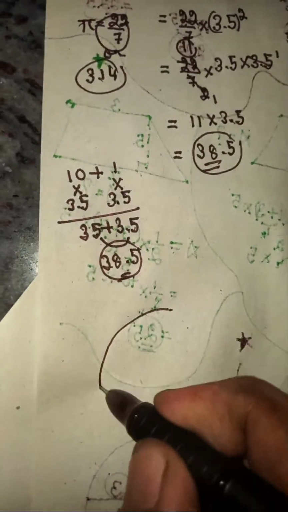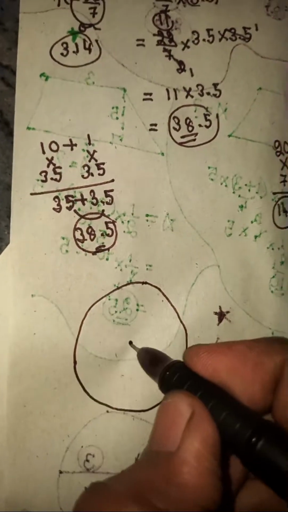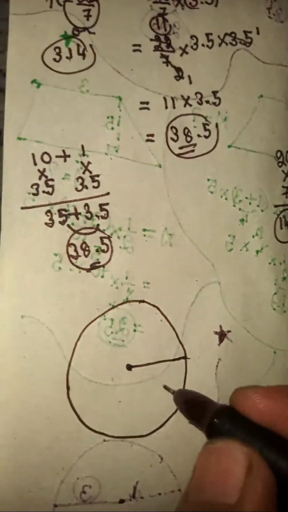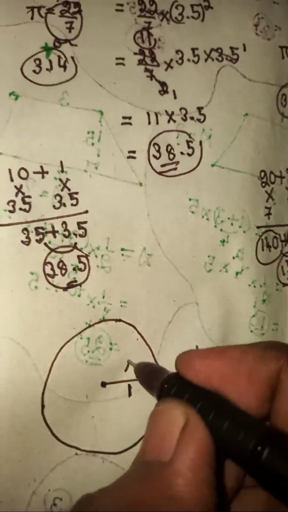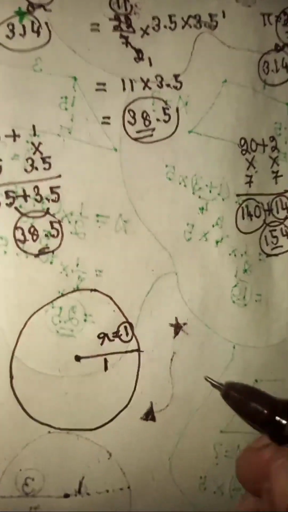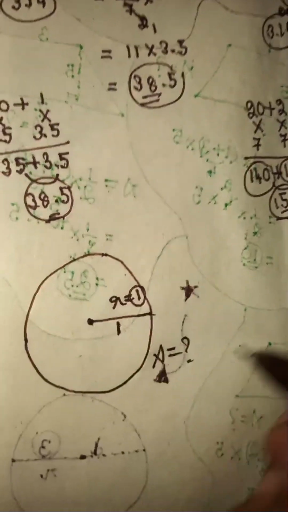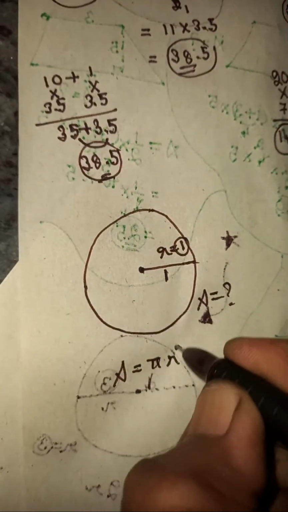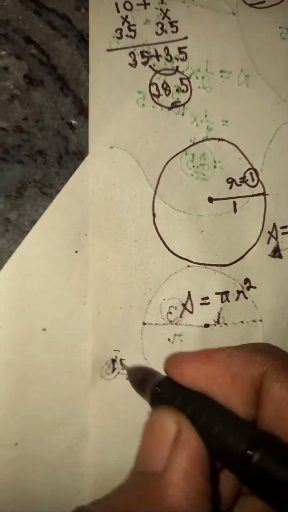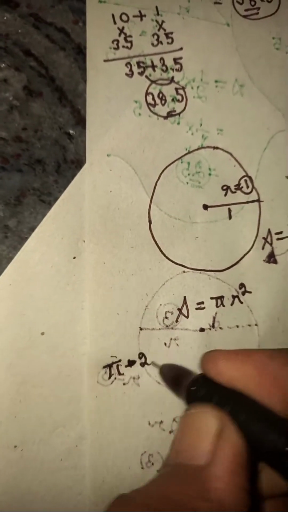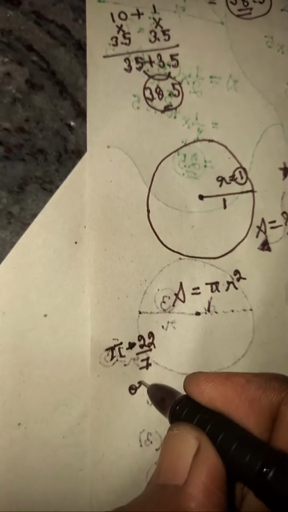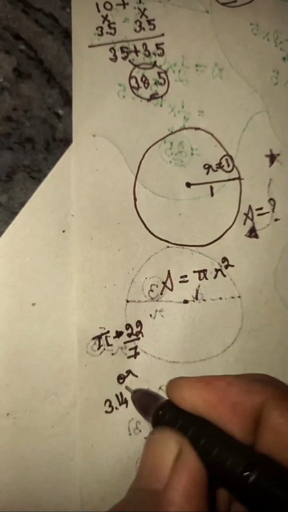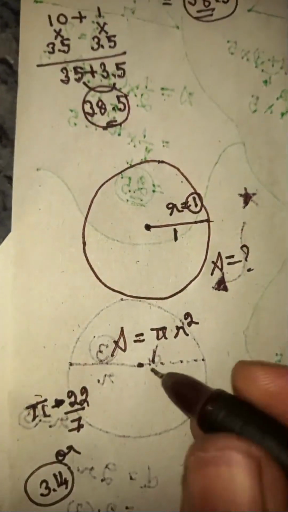Let's take one more circle. Here in the circle they have given that the radius is equal to 1 unit. Now what's the area? Area of circle is pi r square. Now the pi value is the same. You can take either 22 by 7 or 3.14. Now let's take 22 by 7.